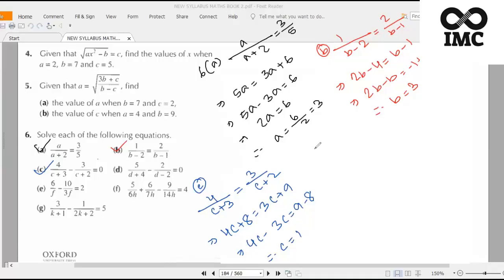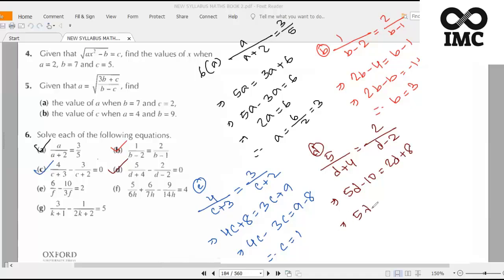Now question number d. Question number d says 5 divided by d plus 4. We need to move 2 by d minus 2 to the other side, so equal to 2 by d minus 2. Now do the cross multiplication. So 5 into d minus 2 will be 5d minus 10 equal to 2 multiplied by d plus 4, 2d plus 8. So you can write 5d minus 2d equal to 8 plus 10. So it will be 3d equal to 18. Then the value of d will be 18 by 3, which is 6.